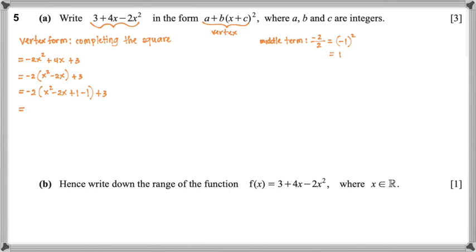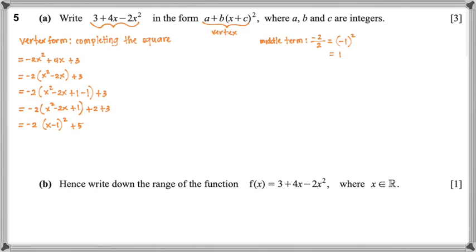It's very important. And then get negative 2, x squared minus 2x plus 1. Now, if we multiply negative 2 times negative 1, this is a perfect square already. Negative 2 times negative 1 is positive 2. So I will put that outside, plus 2 plus 3. So we'll get negative 2 times x minus 1 squared plus 5.